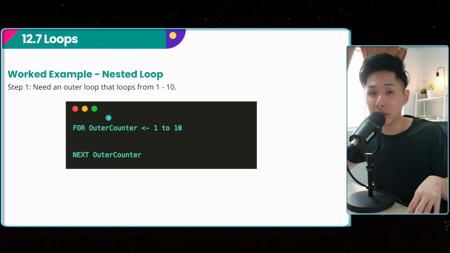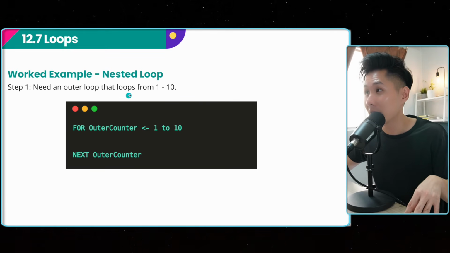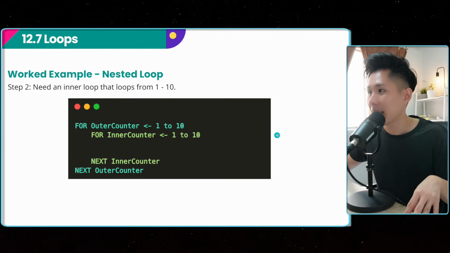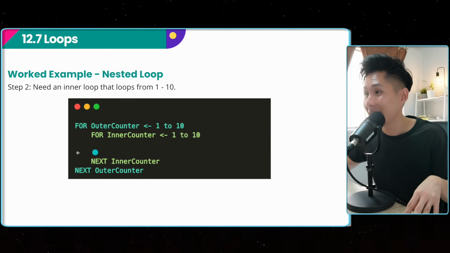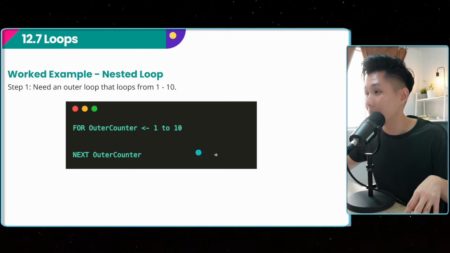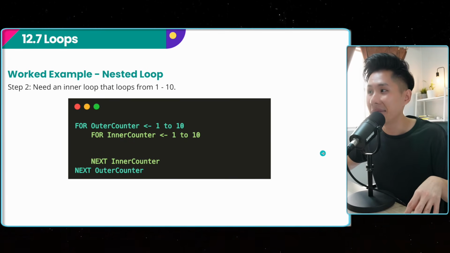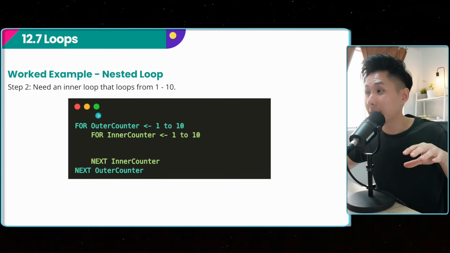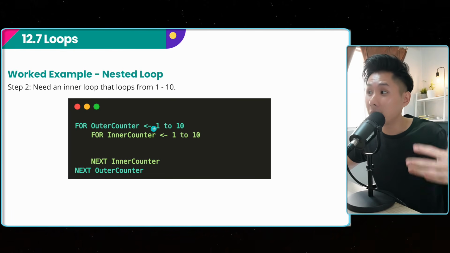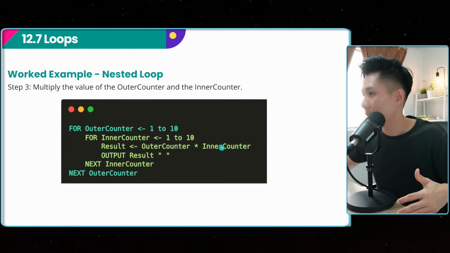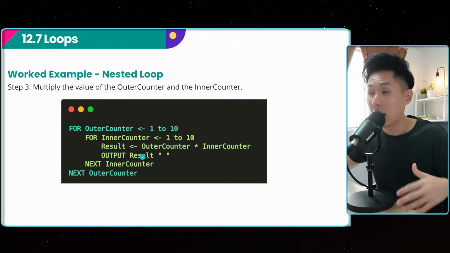And this is how I'm going to do it, the solution. First of all, I need an outer loop that loops from 1 to 10. That's easy. Second of all, I will use an inner loop to loop from 1 to 10 again. So again, this is the outer loop, this is the inner loop. I'm going to execute the inner loop first. And to construct the multiplication table, all I need to do is to use the outer counter value multiplied by the inner counter value, assign it to result, and output result.